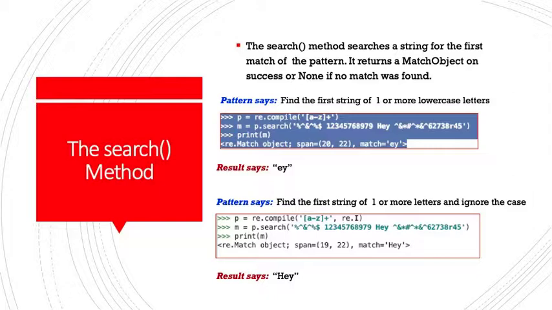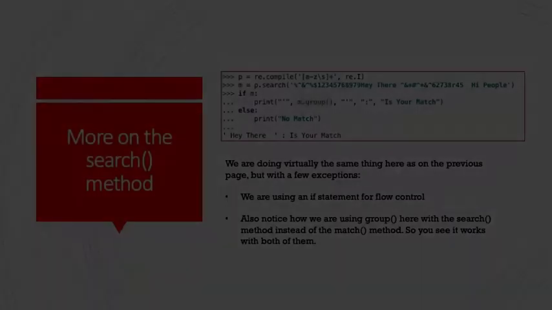So now we can change that, and we want to find the first string of 1 or more letters and ignore the case. And remember, we can use that method ignore case, re.I. You see that at the end of our pattern in the first line in the second snippet of code. Everything else stays the same, and now our search returns hey instead of A, including both lowercase and uppercase letters.